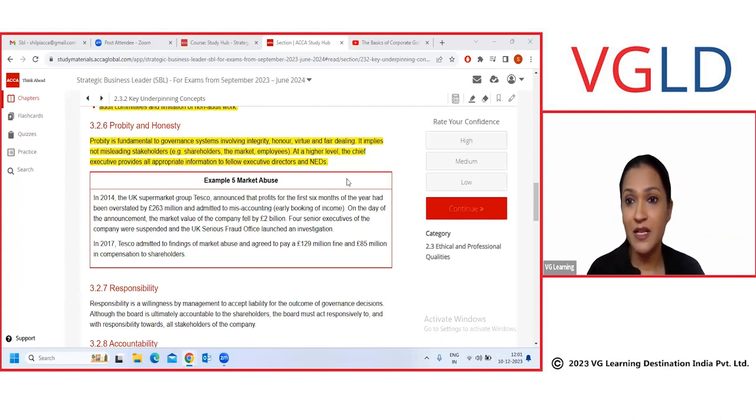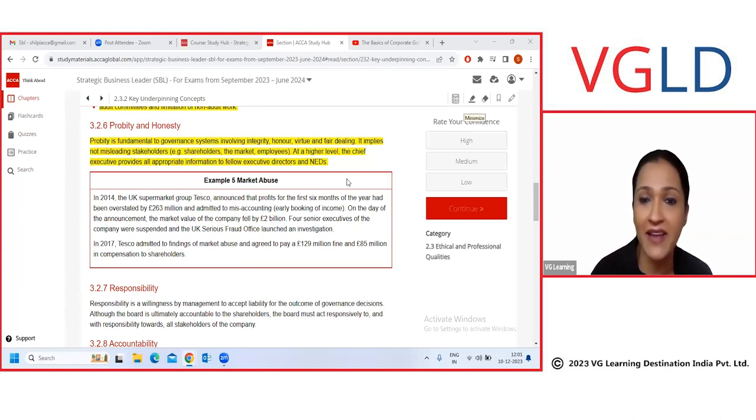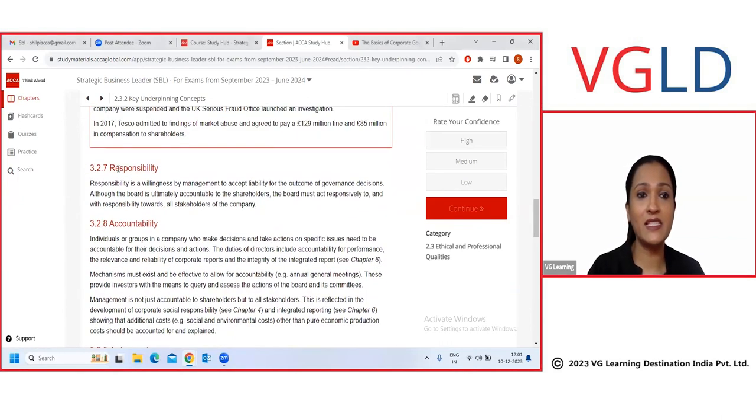Absolutely. So being truthful, being honest, being fair. Next comes shared responsibility. What is responsibility? As a director, you have to accept that it is your responsibility. Whatever actions, whatever decisions you are taking as an organization, whatever results are coming in, it is your duty to accept that responsibility and the repercussions of it.